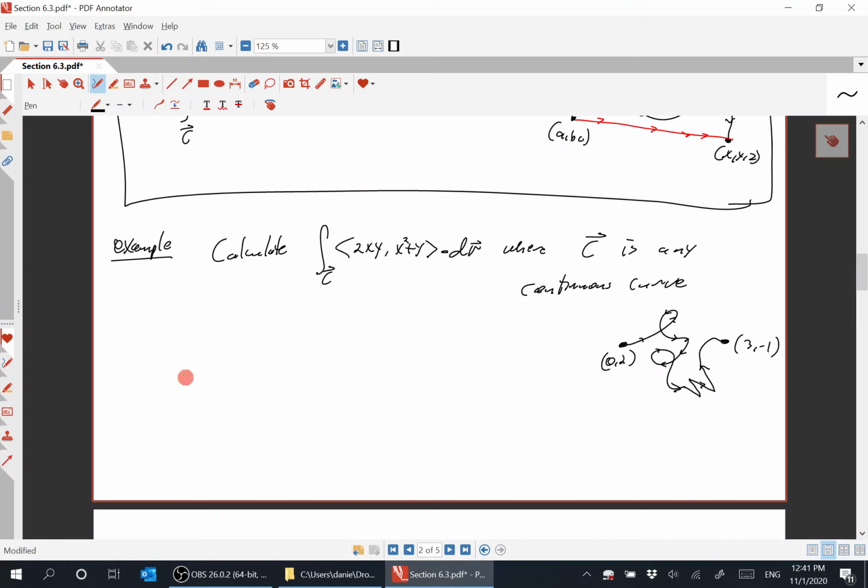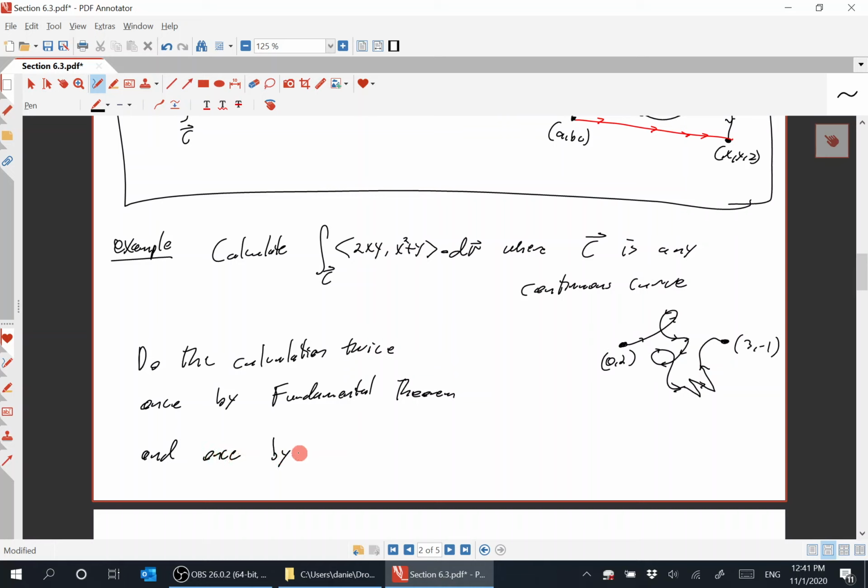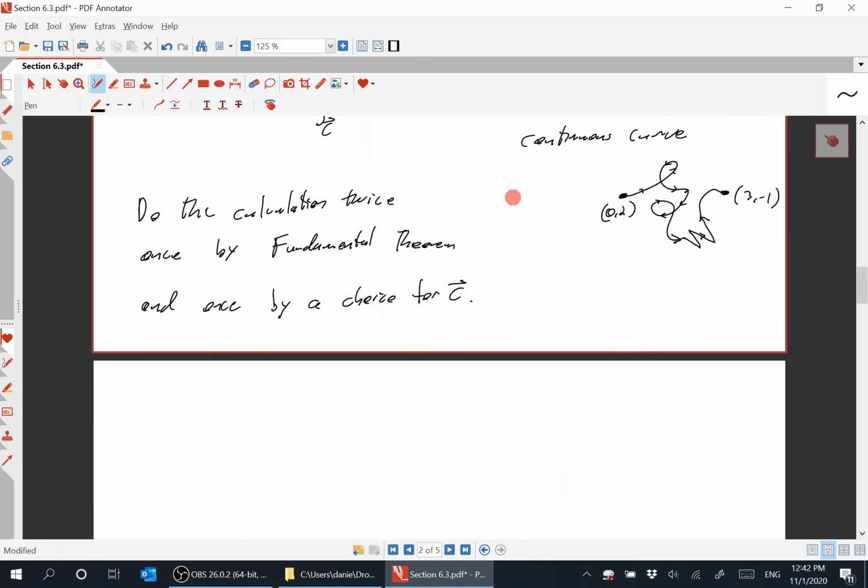Okay, so calculate this. Do the calculation twice: once by the fundamental theorem, and once by a choice of C. So we're going to calculate it in two ways and see that we get the same thing.